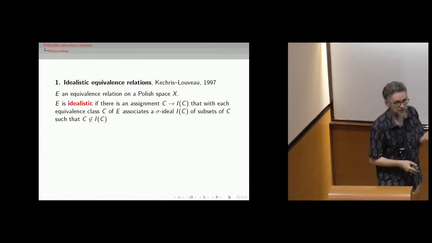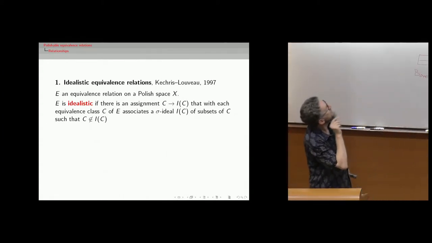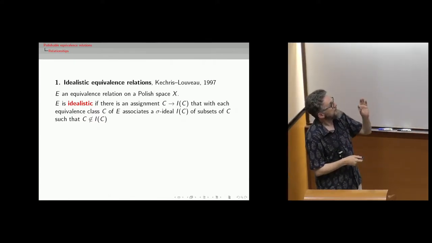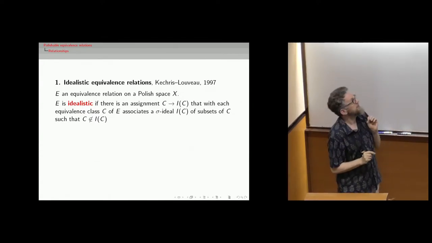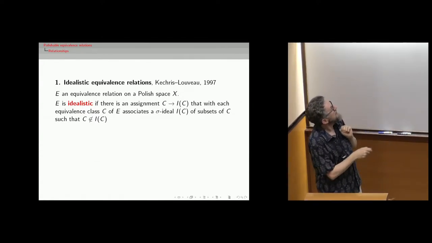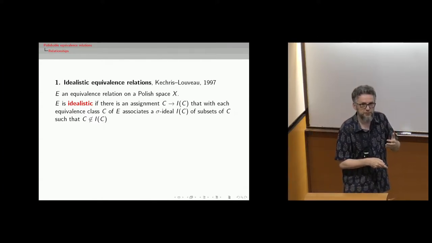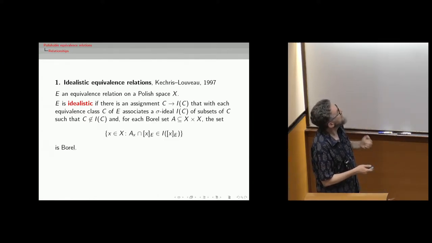So what are idealistic equivalence relations? These are simply equivalence relations with the property that to each equivalence class, I assign a sigma ideal of subsets on that equivalence class. And I require that it is non-trivial, so the whole class cannot be small with respect to the sigma ideal. Now, this assignment is required to be Borel. You cannot just do it arbitrarily.